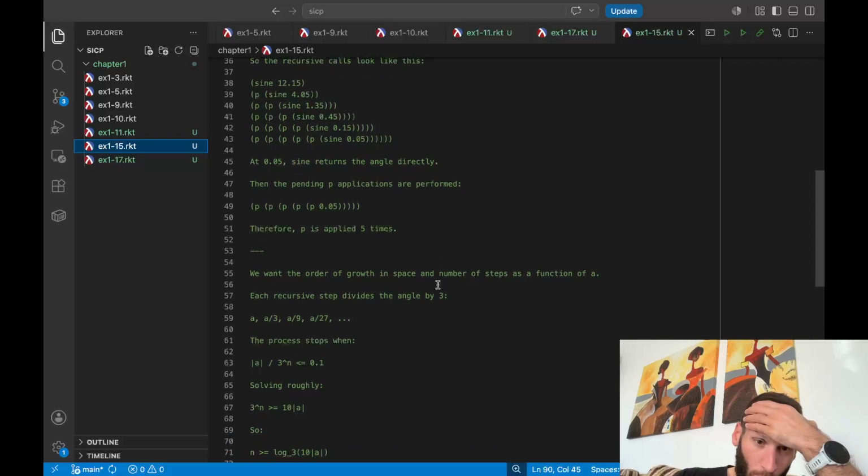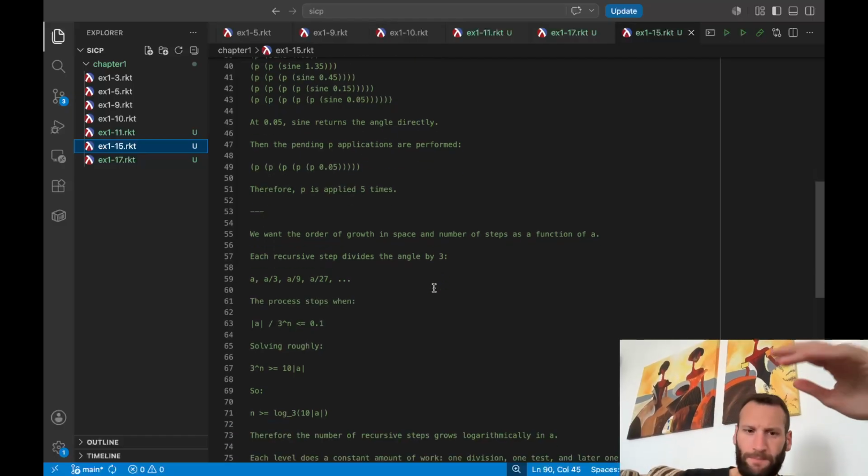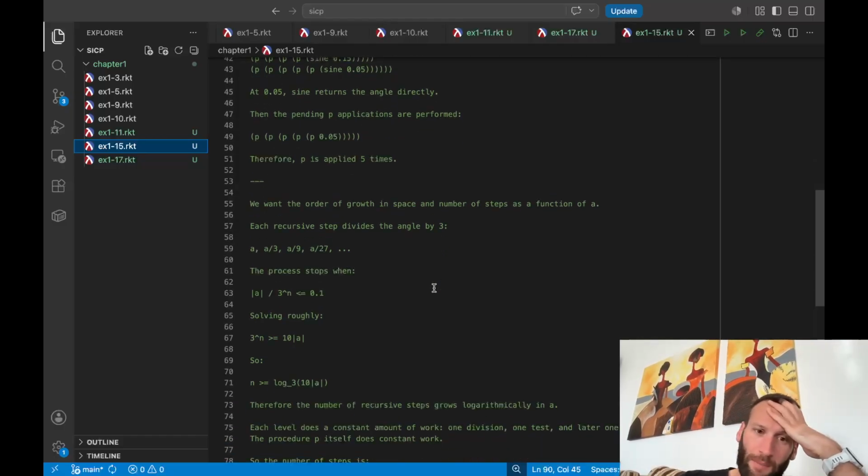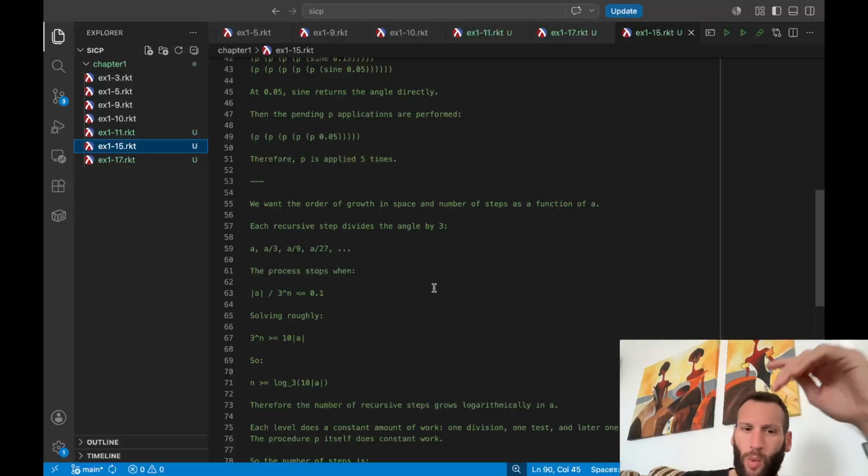And instead, the other one was asking about the space and time complexity as a function of a. Also in this case, we need to reason a bit about the problem, and we know that each recursive step divides the angle by 3. So we have a divided by 3, a divided by 9, a divided by 27, and we know that the process stops when a divided by 3 to the power of n is less or equal 0.1.